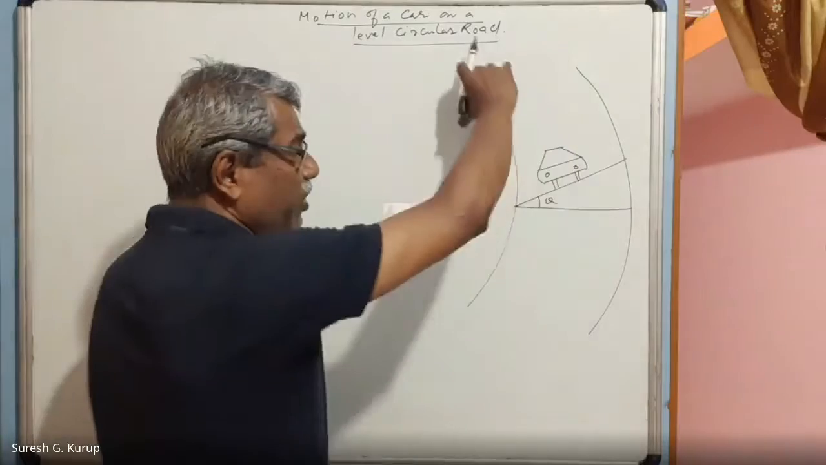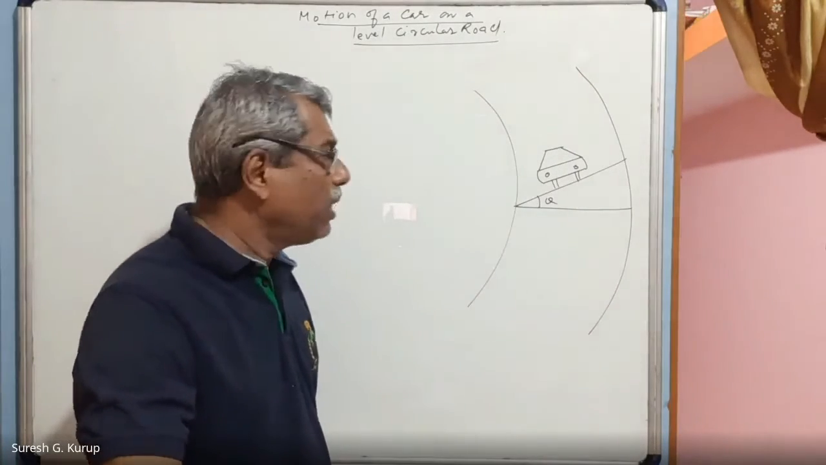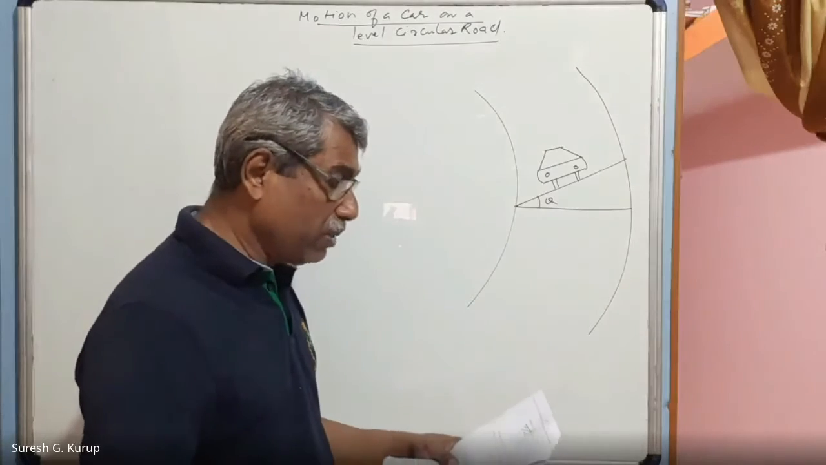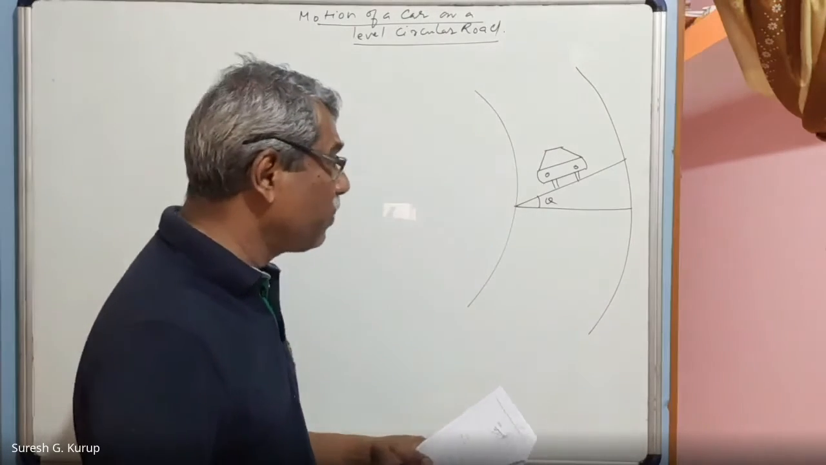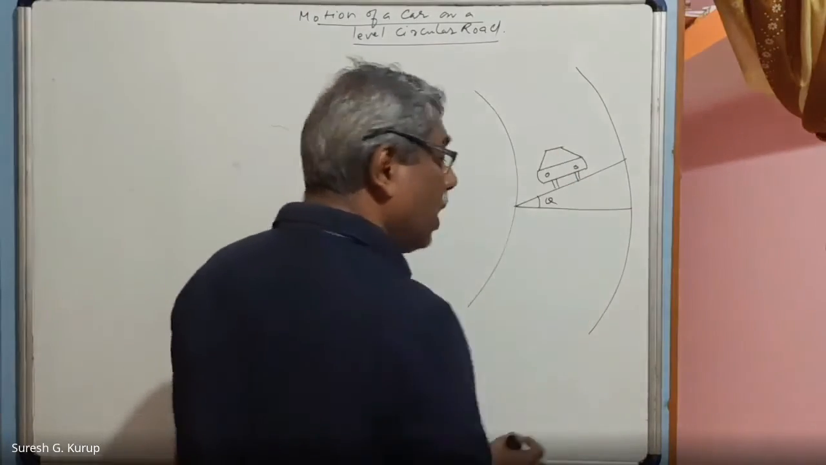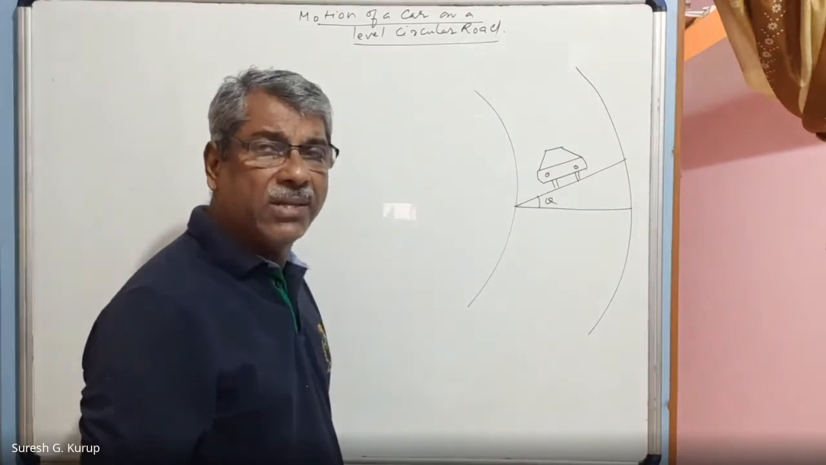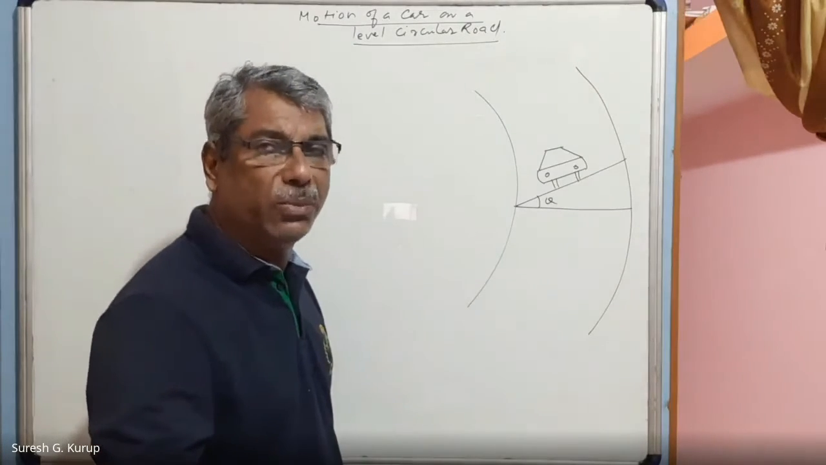A car is negotiating a curved road that is banked at that particular point. Banking angle is equal to theta, right? Now you see, if the car is moving in a circular path, naturally it has a tendency to move outwards from the circular path.